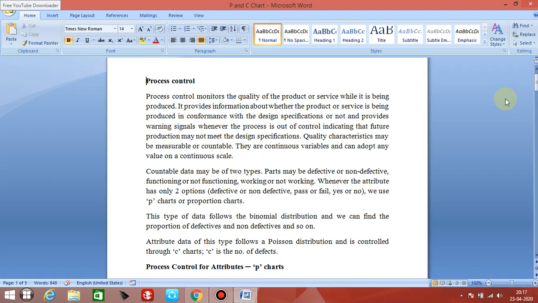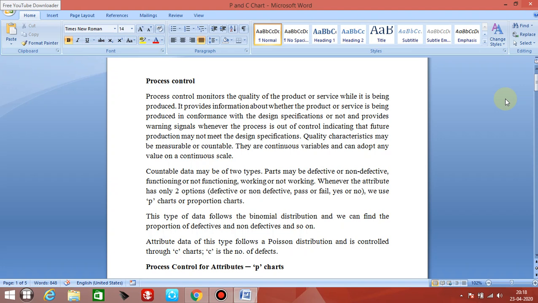Quality characteristics may be measurable or countable. They are continuous variables and can adopt any value on a continuous scale. So what exactly does process control do? It monitors the quality of the product. Now, under quality control techniques.